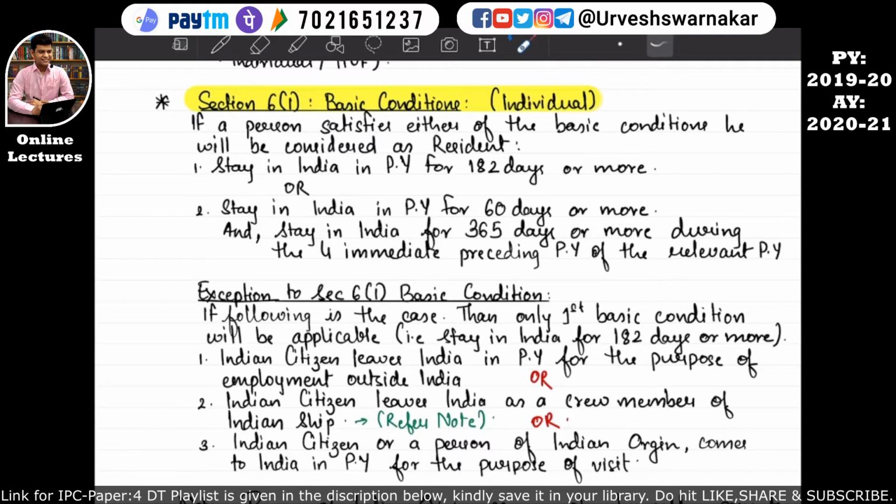Exception to section 6 subsection 1 basic condition. If the following is the case, then only one basic condition will be applicable, that is, the first basic condition: stay in India for 182 days or more.